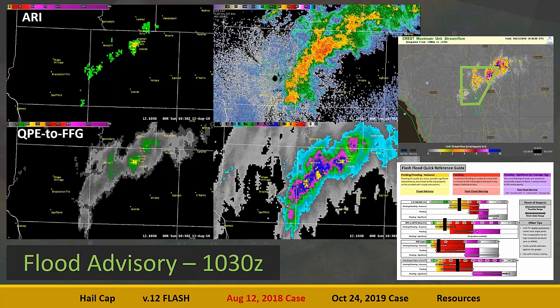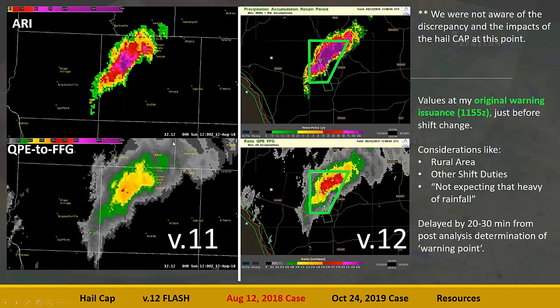One quick thing that I wanted to point out here, which I'll talk about again in the resources, is a really quick reference guide that Scott Lincoln out of WFO Chicago developed to look at things like 1 hour rainfall rate, QPE to flash flood guidance ratio, ARI, and streamflow to gauge what product you issue. And from this, it really does fit into that flood advisory realm. Beyond that, now let's get forward to the time that I actually issued the original flash flood warning.